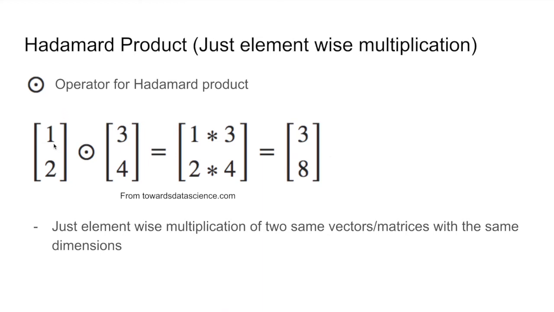One is the Hadamard product, which is just element-wise multiplication, right? So if you have these two vectors, 1, 2 and 3, 4, and you're calculating the Hadamard product of those two things, this would just equal 1 times 3, and then 2 times 4, which equals 3 and 8, right? The constraint is that the two vectors or matrices have to have the exact same dimensions, but other than that, it's just simple element-wise multiplication.